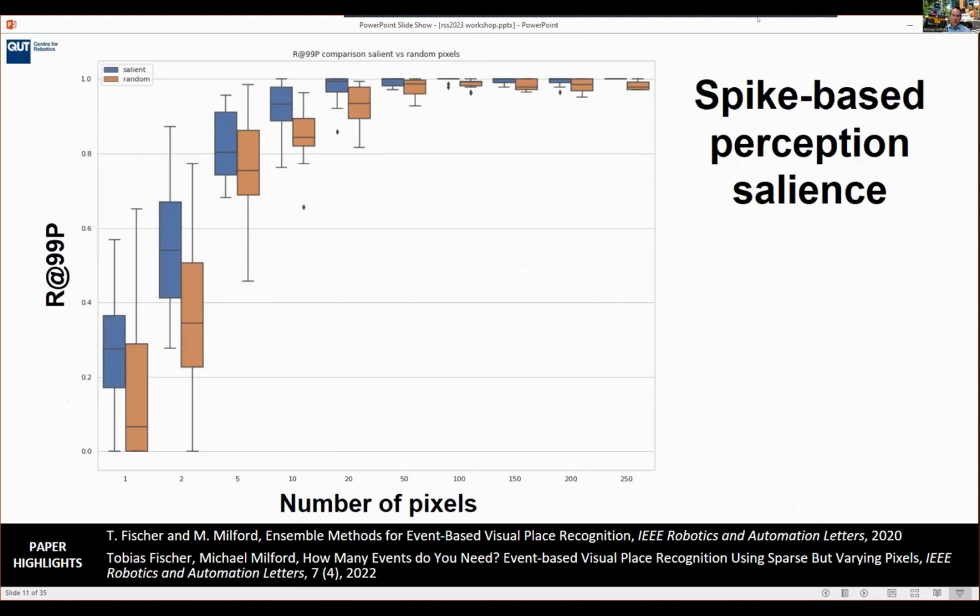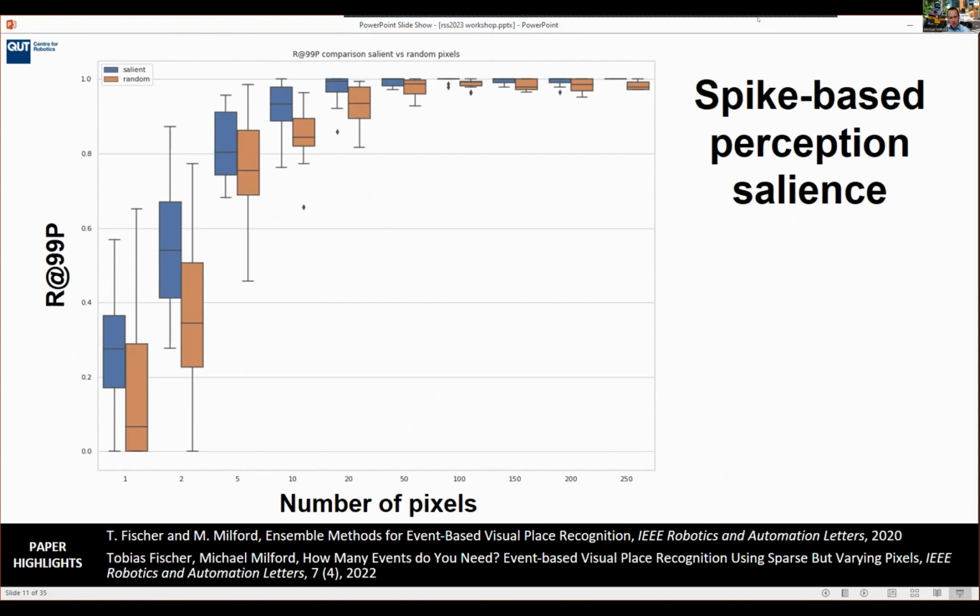So this is another performance graph showing what happens when you use these salience-based measures for localization and visual place recognition. Once again, higher up on the vertical axis is better performance. And on the horizontal axis, we have the number of pixels that are being used by the system. So we're not using the full 100,000 pixels from the sensor. We're using 1, 2, 5, 10, etc.